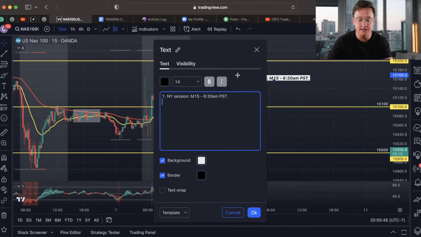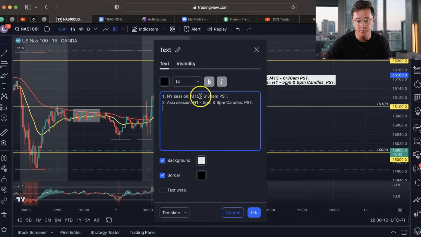Now the second time, this is during the Asia session. We're on the hour 1 chart, and we're looking at the 5 p.m. and also the 6 p.m. candles. And this is once again PST.